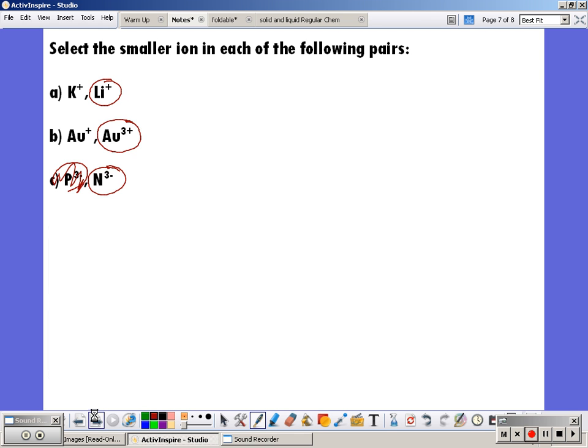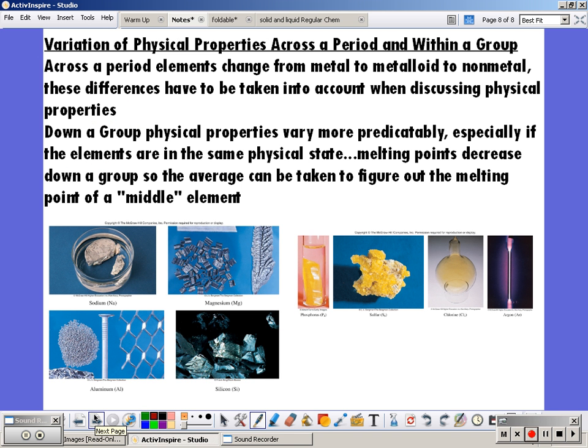So across the period, elements change from metals to metalloids to nonmetals. So the difference between metals, metalloids, and nonmetals has to be taken into account when discussing physical properties. However, when you go down a group, physical properties vary more predictably because you are talking about them being in the same physical state. Melting points, for example, decrease down a group. So if we know the melting point of argon and xenon, we can actually take the average to figure out the middle element, or krypton.